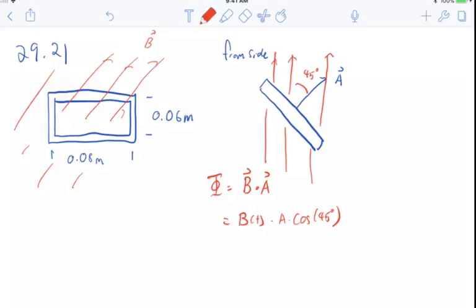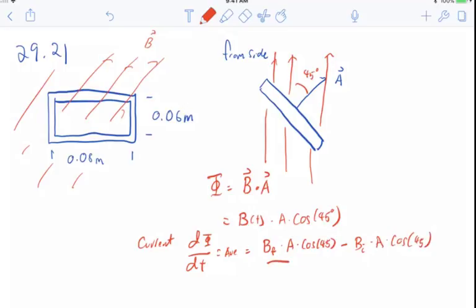Now, the deal here is that the EMF is going to be the time derivative of the flux. Now, we need to calculate this as an average because we don't know what its rate of change is, but you know that it's the final magnetic field, A cos 45, minus the initial magnetic field, A cos 45, all divided by the time interval it took, which is 0.4 seconds.